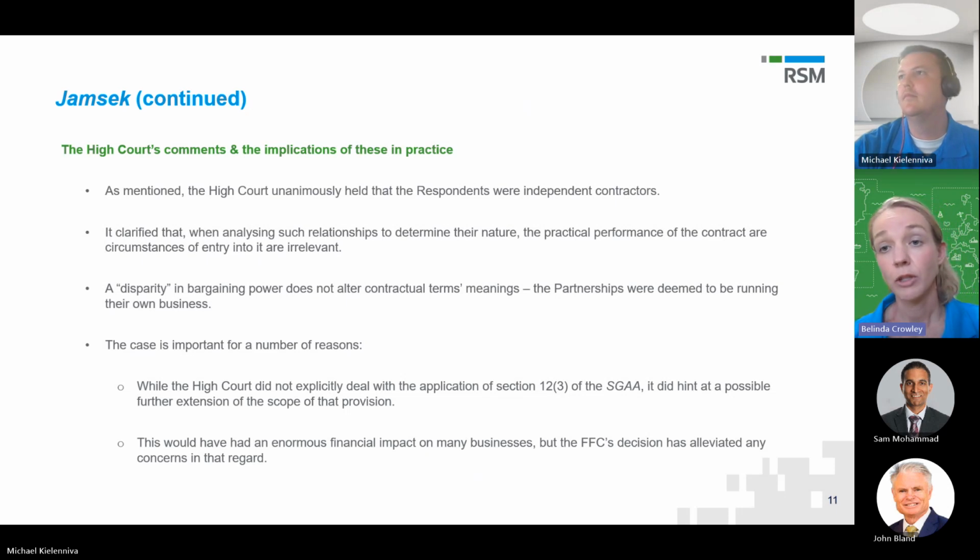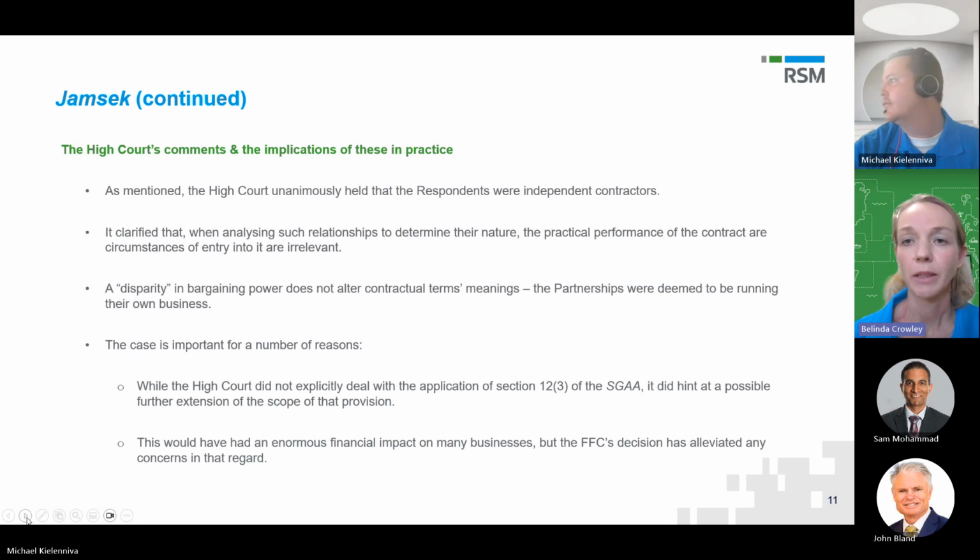So in this case, the contract said they were contractors, so they were contractors. It's noted that the Commissioner wasn't actually a party to the original proceedings, but he was joined as a third party when the matter was remitted back to the full federal court for the decision around the super guarantee charge. And the court there ultimately held that super guarantee charge didn't apply.